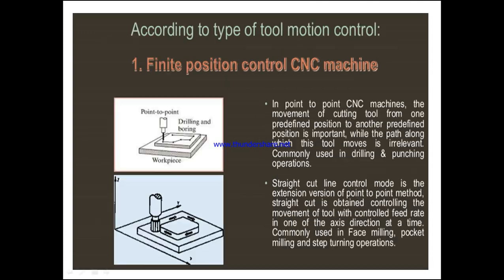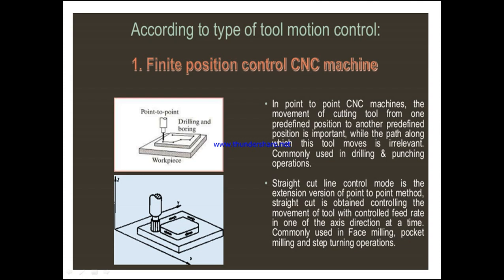In the same way, according to tool motion, we have finite position control CNC machines. A finite position is one of the positions. It is nothing but point to point control, from one point to another point. You can see here point to point control, that is drilling and boring. When we talk about drilling, it starts from one position and ends at another position.